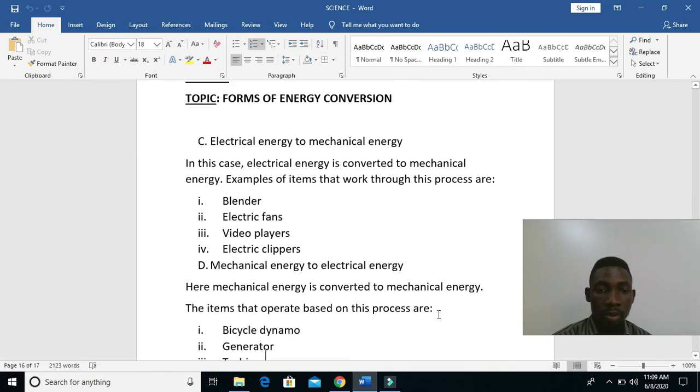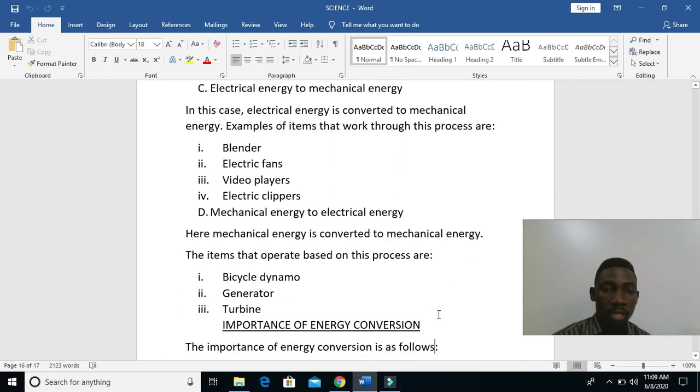Okay, number one is the bicycle dynamo. The dynamo is a kind of device or equipment that is being moved. You keep rolling it or winding it, and by so doing it generates what? Power, electricity. It's being used back then. It's the early days device.